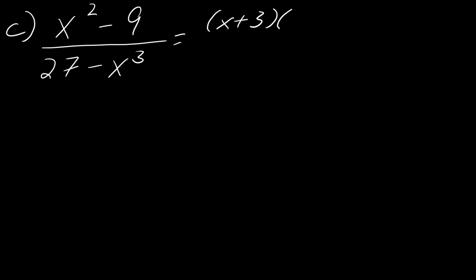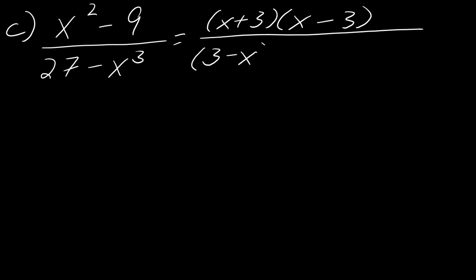In this case, I'm going to factor the top, x plus 3, x minus 3, and then in the denominator, the 27 comes first, so this is going to be 3 minus x, the number comes first, and then this will be 3 squared plus 3x plus x squared. Okay, and so now, between the x minus 3 and the 3 minus x, that's where we're going to have to use this multiplicative property of -1.